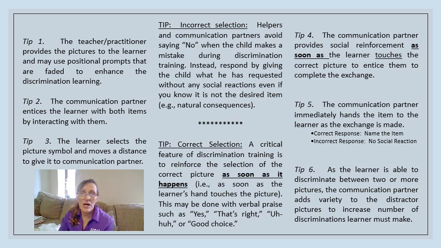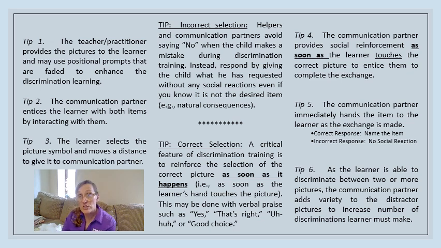Tip number 5, the communication partner immediately hands the item to the learner as the exchange is made. Okay, so if they're going to want a bottle of water, you need to have that bottle of water ready. That's the target. If they ask for a bottle of water, you need to not go over to the refrigerator and get a bottle of water. You need to be able to hand it to them immediately as soon as they make that selection. So you need to have all your targets right there and ready.